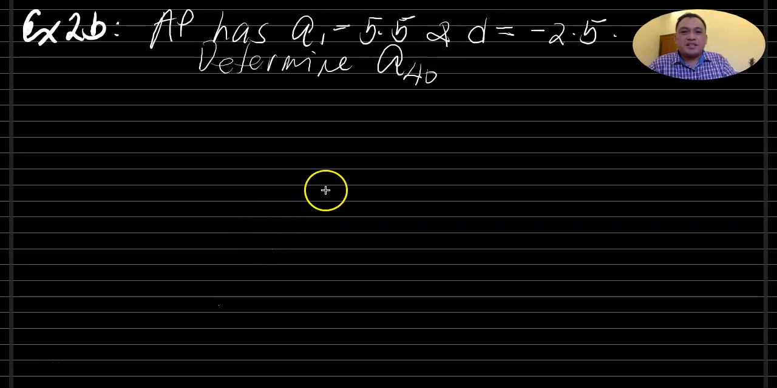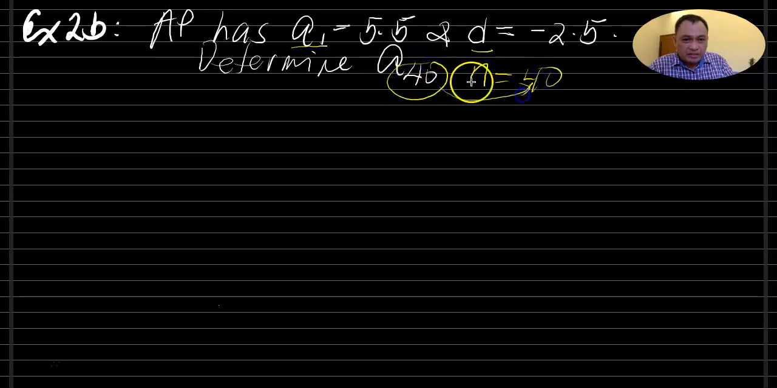Okay, an AP has A1 is equal to 5.5 and difference is negative 2.5. Determine A40. So we are asked to determine the sum of 40 terms. Okay, so let's see, what are we given here? First, we are given the first term, and then we're given the difference. How many terms do you think we have here? Here, our n is equal to 40. It's going to give you that.